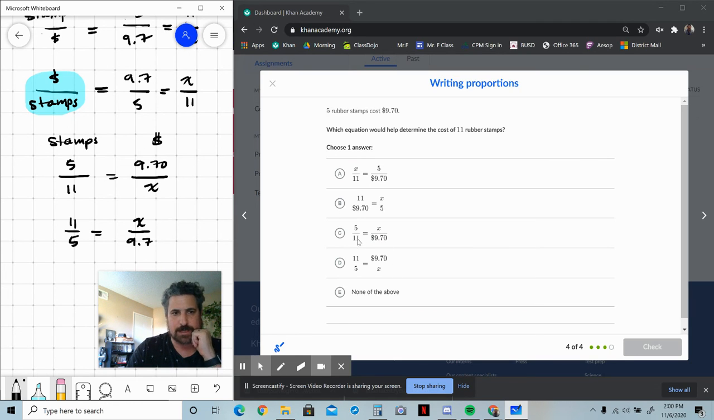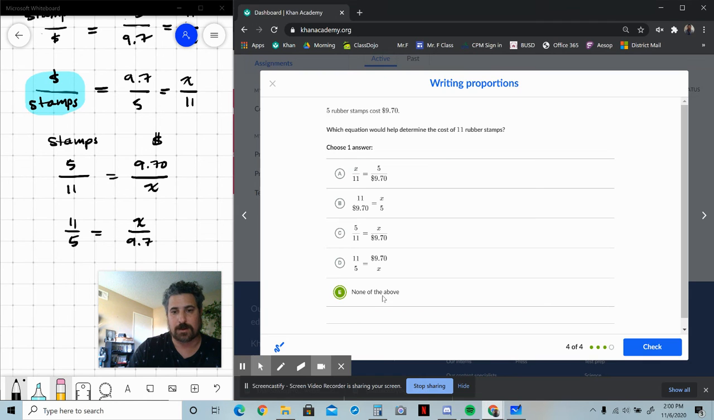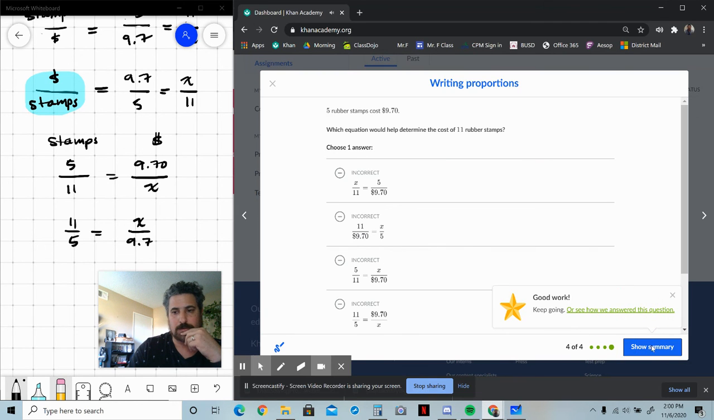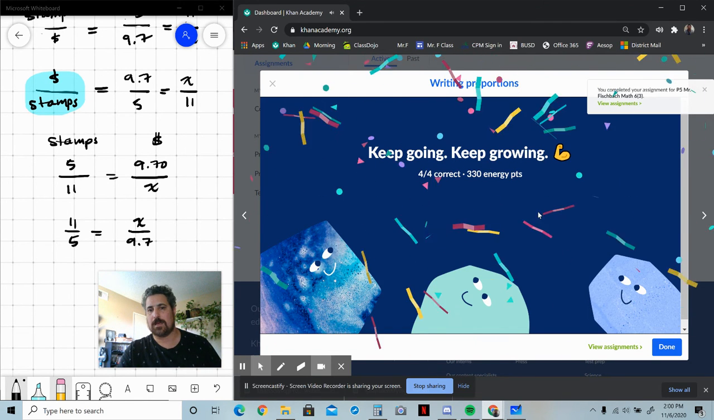So I see 5/11ths, that's encouraging, but 5/11 should be equal to 9.7 over x, and it's not. Let's flip that. This is wrong. I see 11 over 5, that's encouraging, as long as it's x over 9.7. And 11 over 5 is not 9.7 over x, it should be x over 9.7. So this is wrong. So remember, the parts have to correspond to one number. If they don't, this is all bad. So that's how you do it.